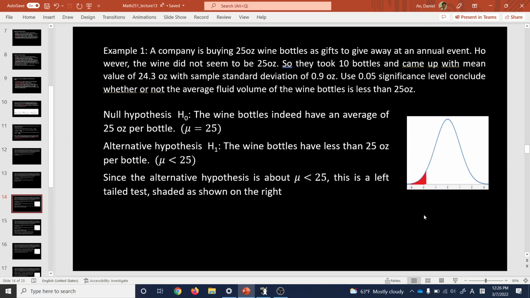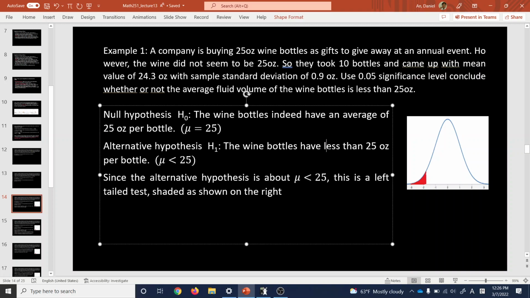Yes, the question was for two-tailed, the alternative hypothesis will be not equal, and that's correct. So if the wording, instead of less here, says not equal to 25, then you use mu not equal to 25.